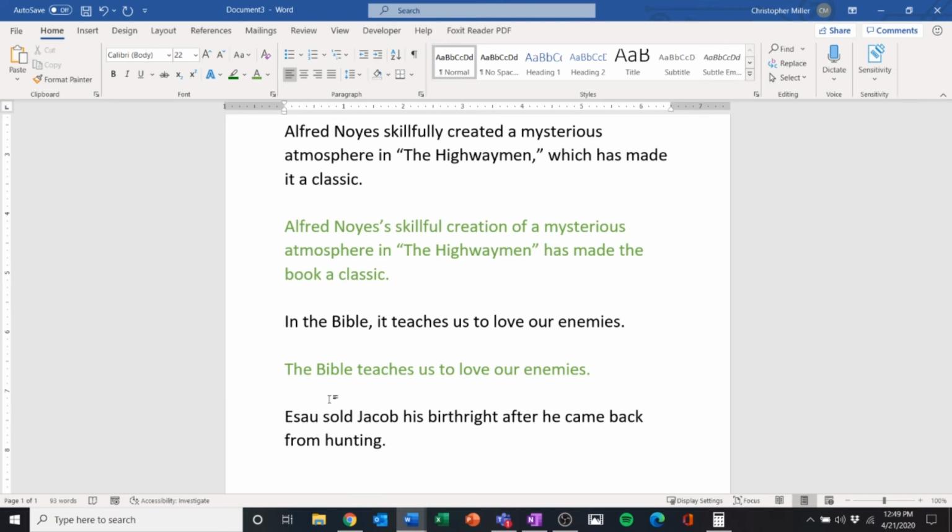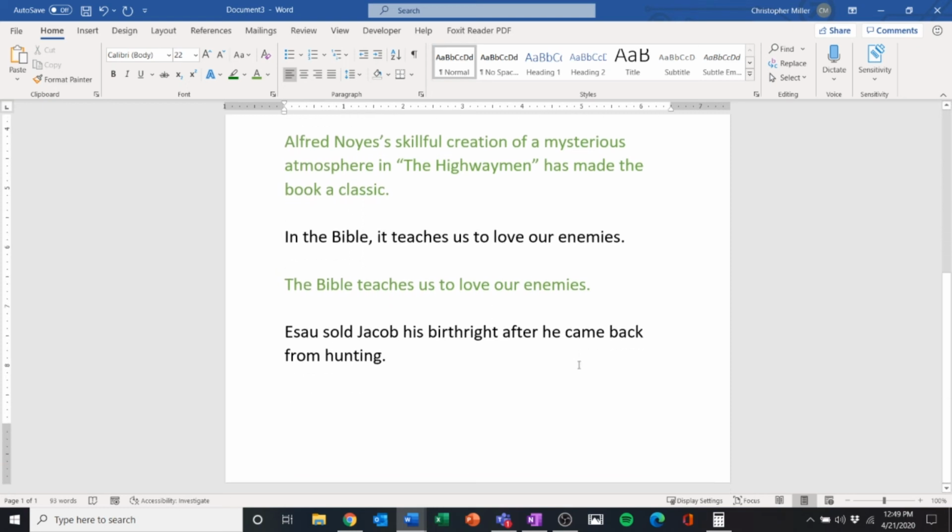Okay, let's go to exercise D, number 1. Rewrite the following sentences, correcting all faulty pronoun references. This is going to be issues coming from either of those 3 rules. So let's go ahead and take a look. Number 1: Esau sold Jacob his birthright after he came back from hunting.